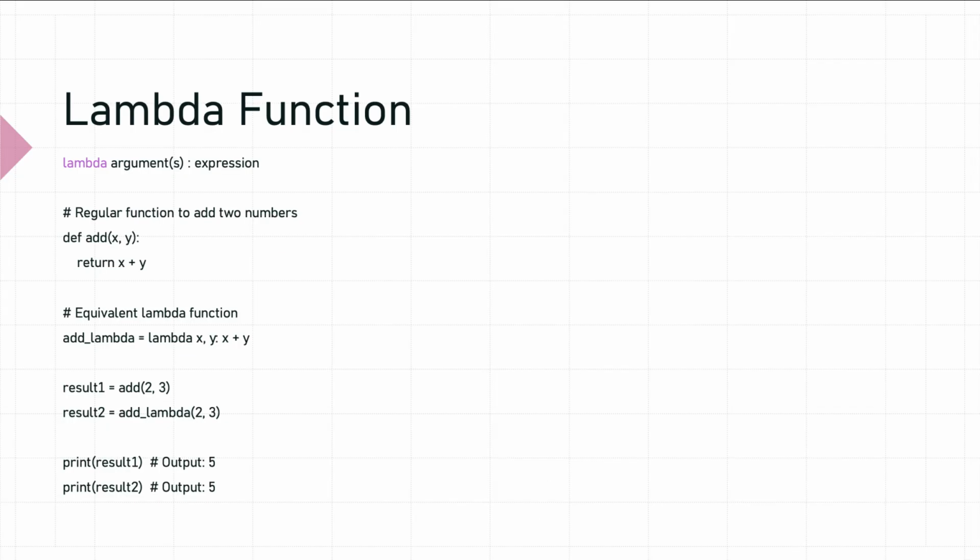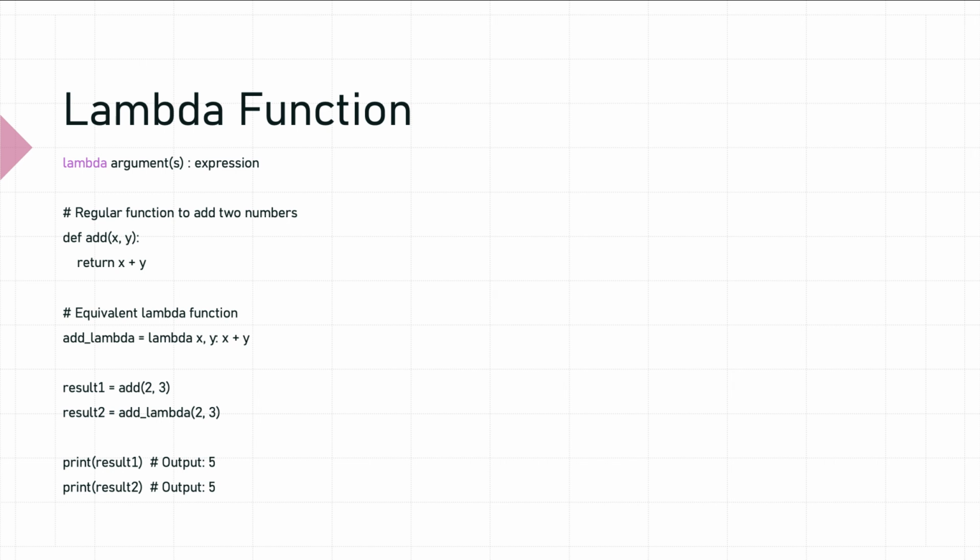In Python, a lambda function is a small anonymous function that is defined using the lambda keyword. Lambda functions are known as anonymous functions because they don't have a name like regular functions defined using the def keyword. And so lambda functions are typically used when you need a simple function for a short period and don't want to go through the process of defining a full-fledged function.